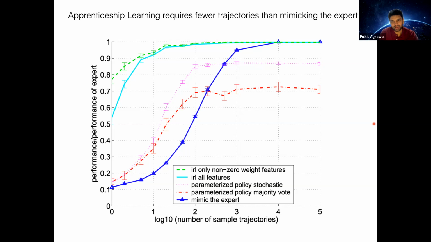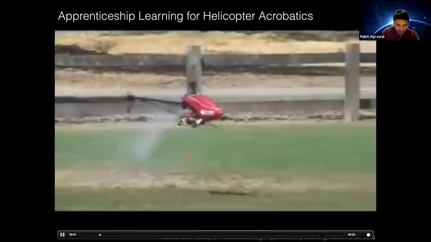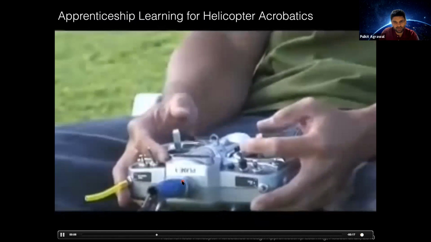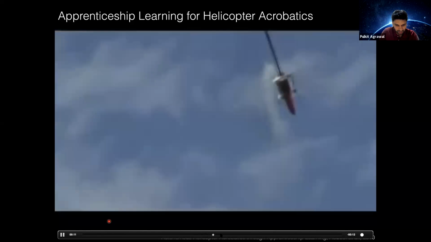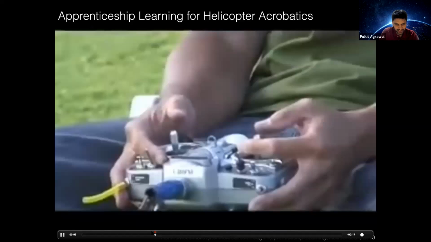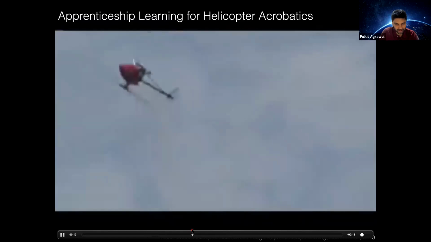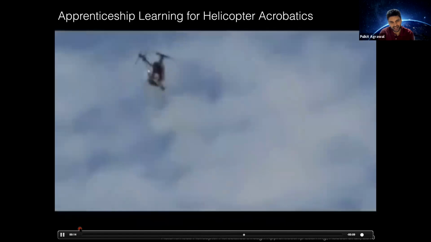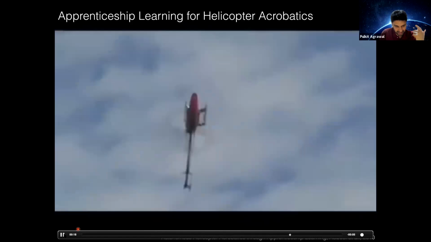And some of the interesting applications of apprenticeship learning, one of which became popular, is this demonstration of helicopter acrobatics. What is happening over here is this person is giving demonstrations of flying the helicopter, and this helicopter is doing some kind of acrobatics. Based on these trajectories, we recover a reward function and then make the helicopter do the same things.